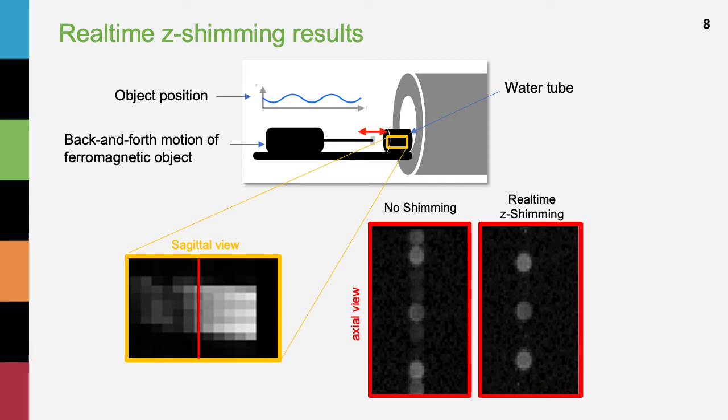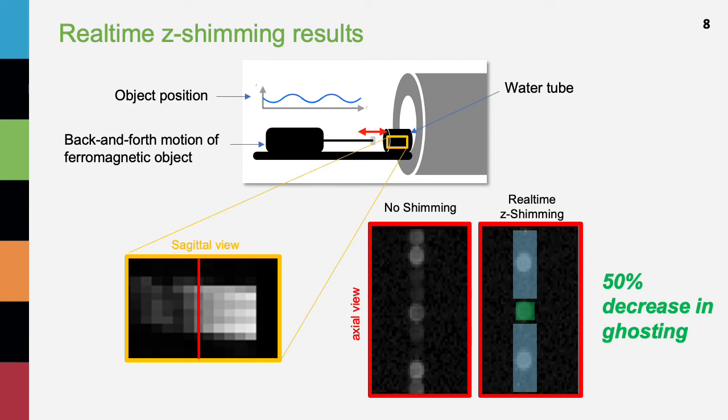One way to mitigate this would be to employ external shim coils that can be modulated in real time. Ghosting was evaluated by computing the percent signal ghosting. Overall, we observed a 50% decrease in ghosting across slices and echo times. But most importantly, Shimming-Toolbox easily accommodated the real-time z-shimming experiment.